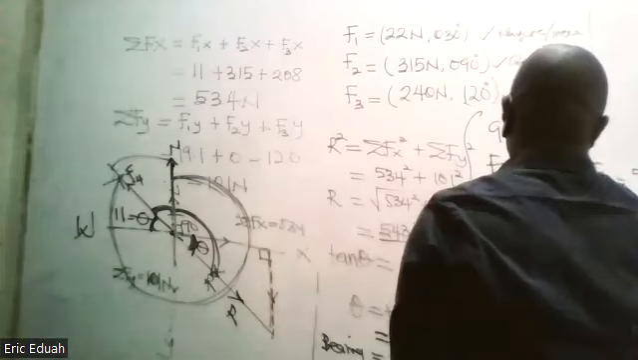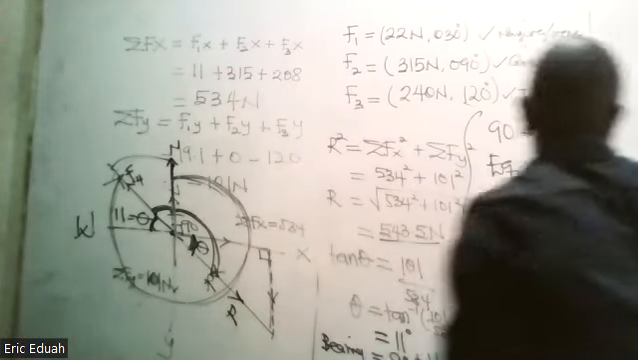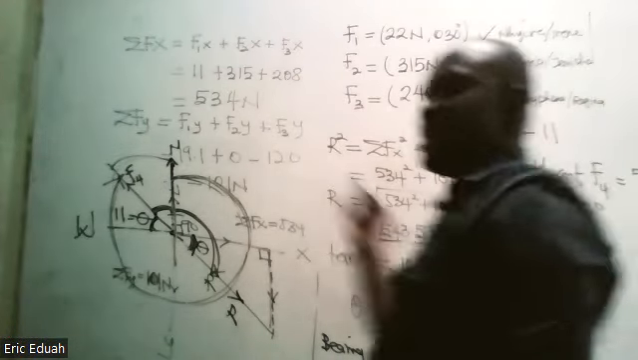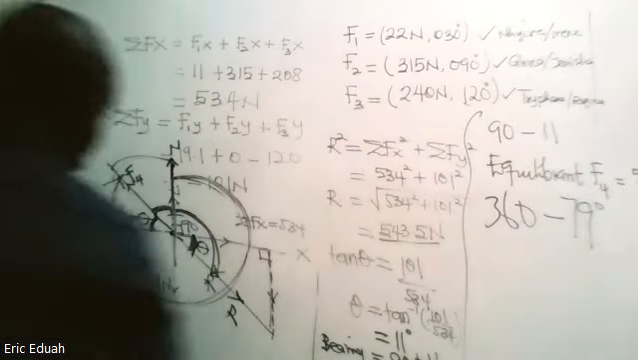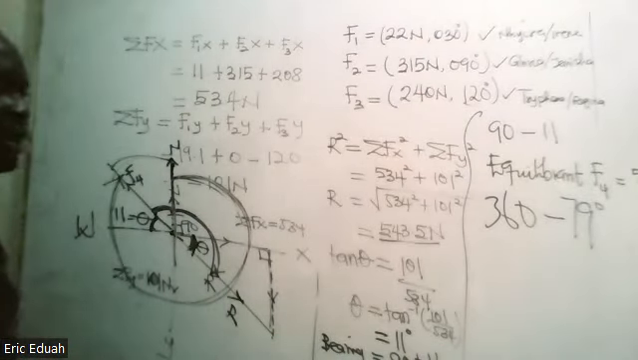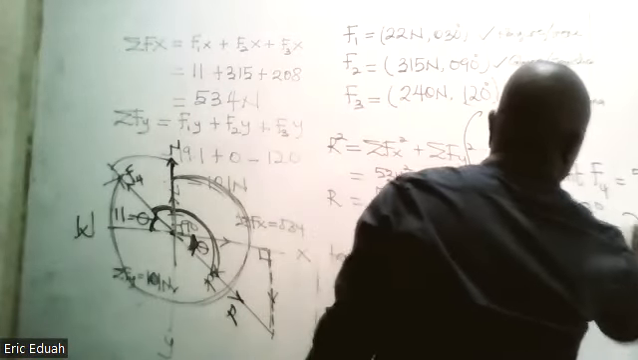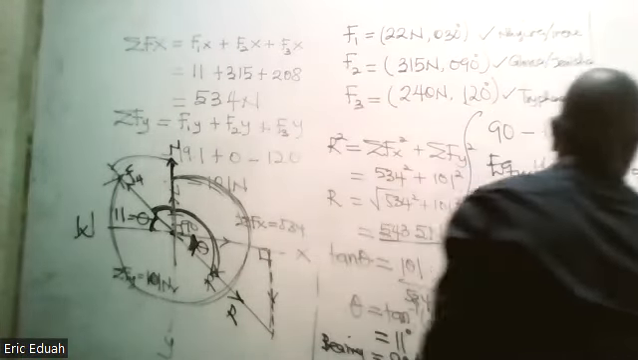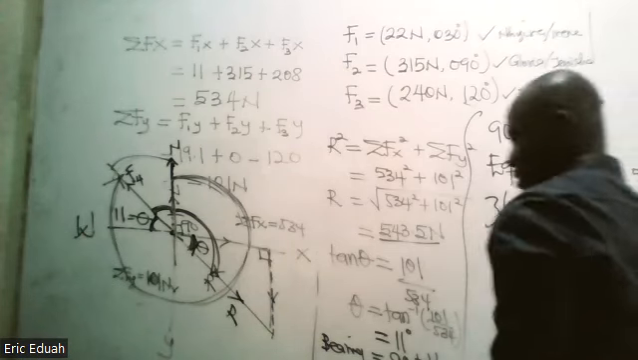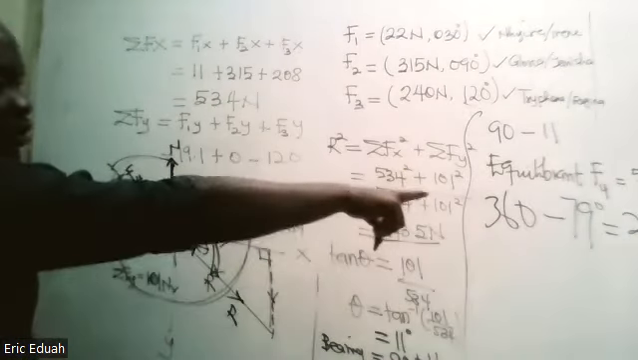So either 79 degrees anti-clockwise or, as you said, 360 minus 79, which is 281 degrees.